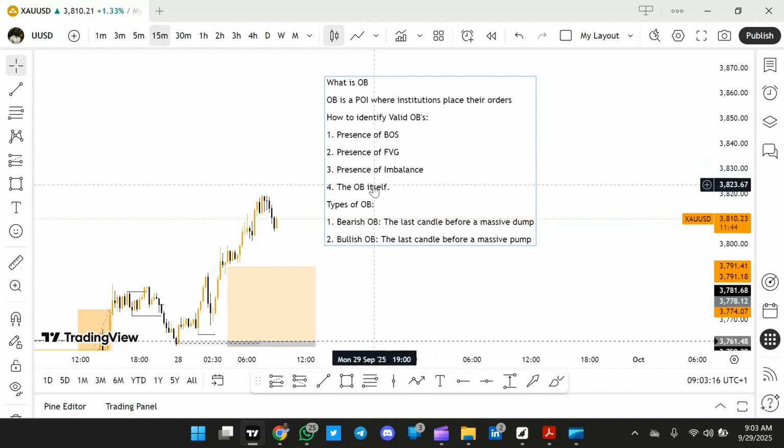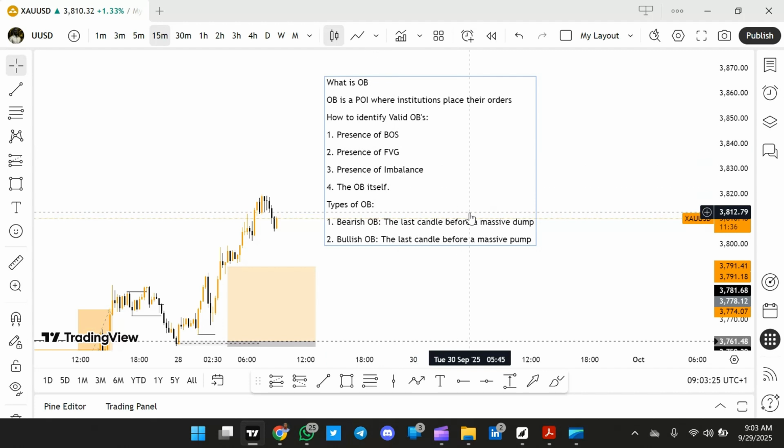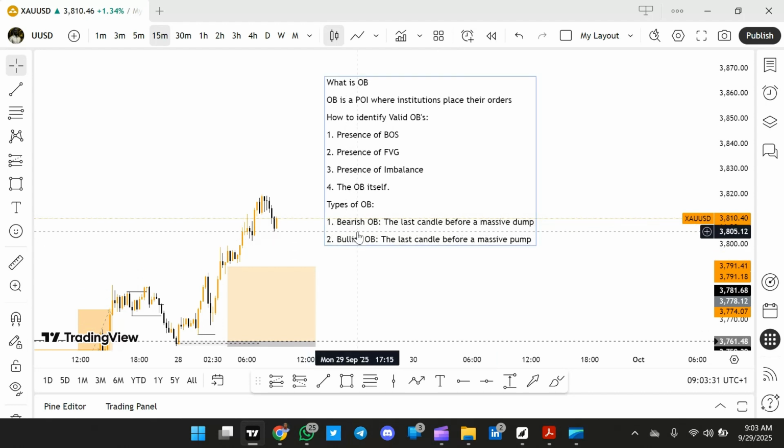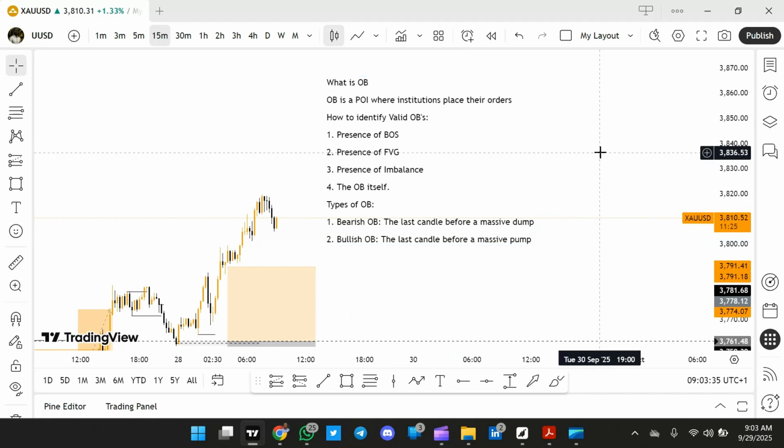and then the OB itself. So basically, we have two types of OB. We have the bearish OB. The bearish OB is the last candlestick before a massive dump, and the bullish OB is the last candlestick before a massive pump. Now let's go to a live chart.